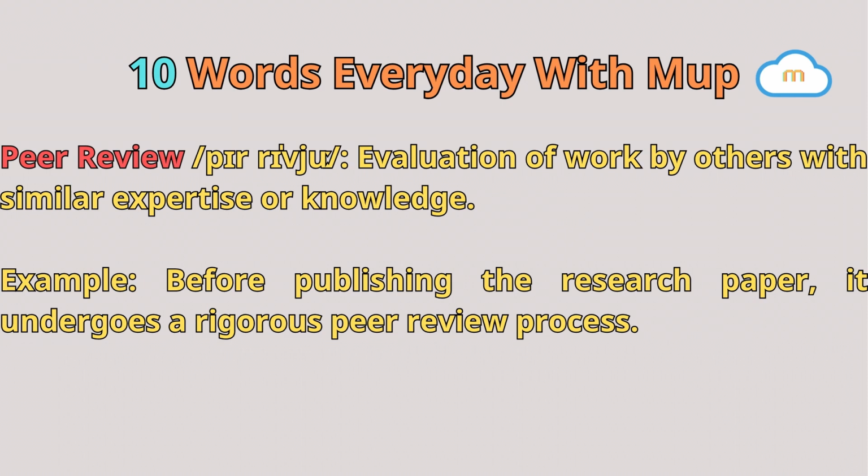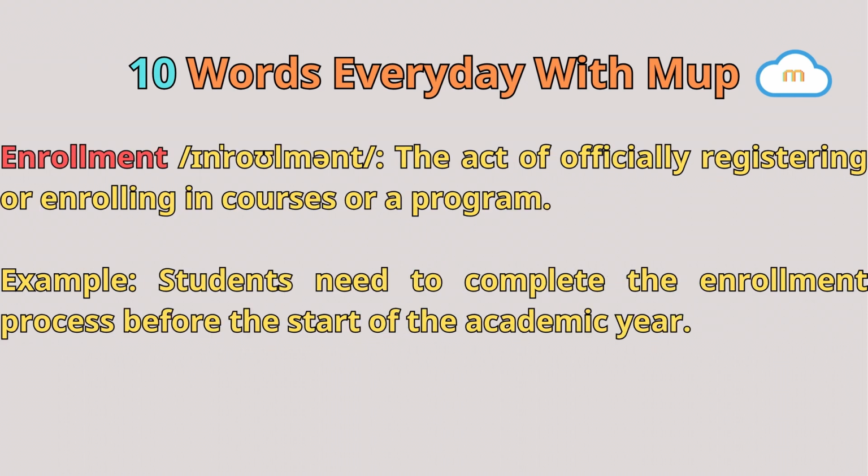Example: before publishing the research paper, it undergoes a rigorous peer review process. Enrollment. Definition: the act of officially registering or enrolling in courses or a program. Example: students need to complete the enrollment process before the start of the academic year.